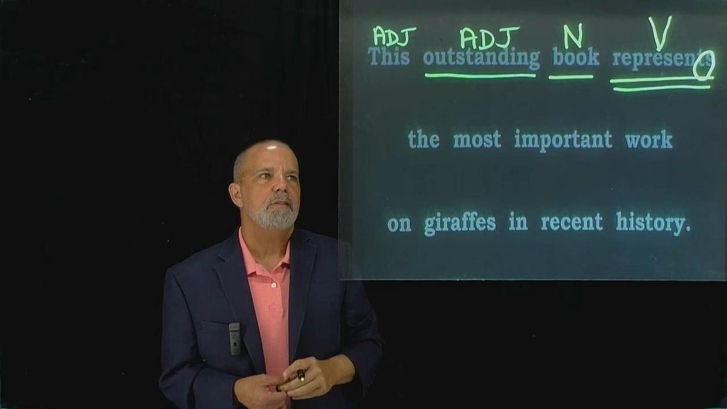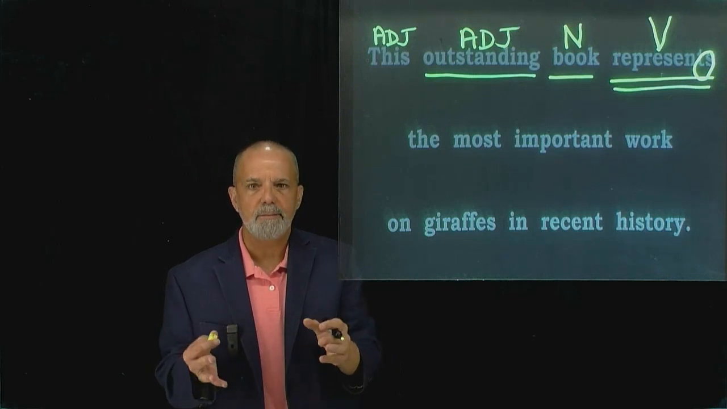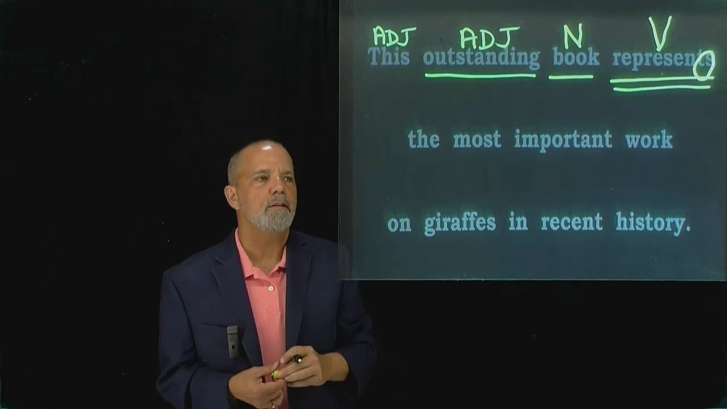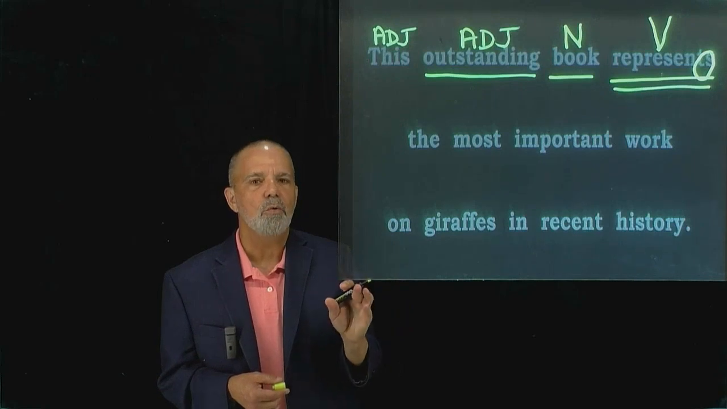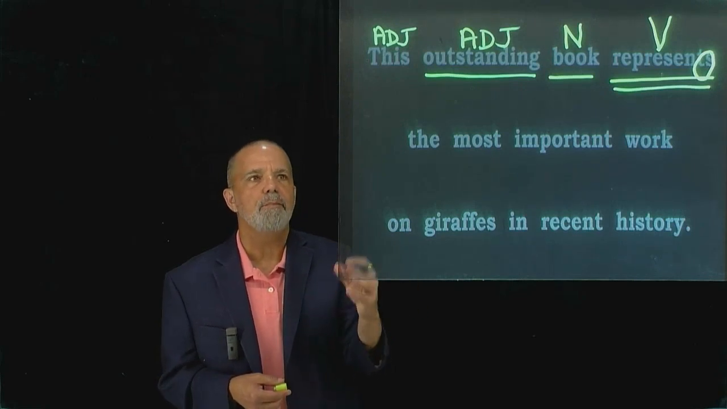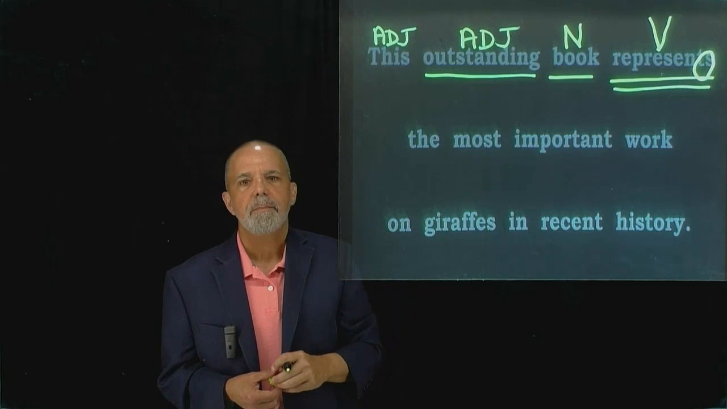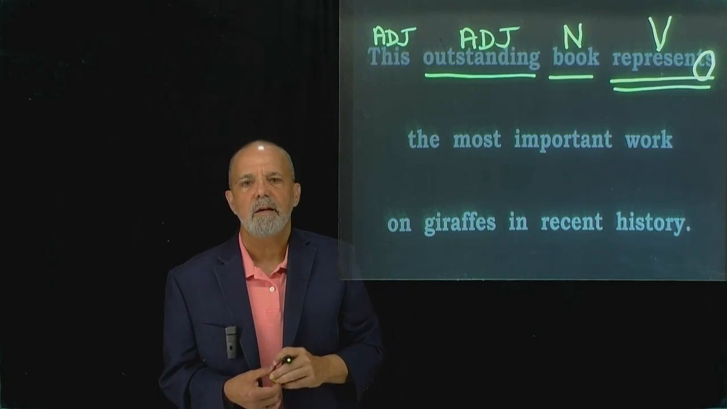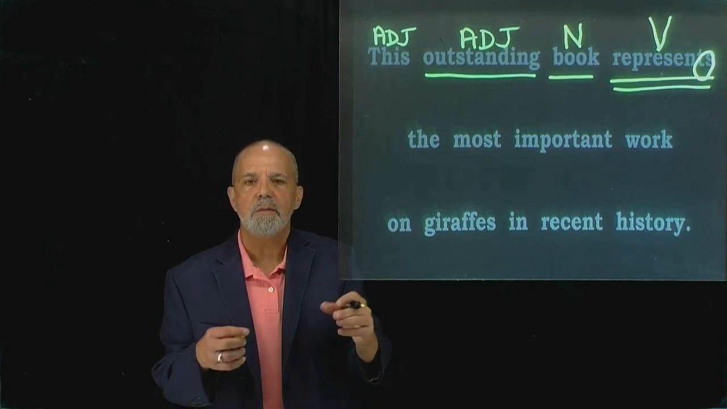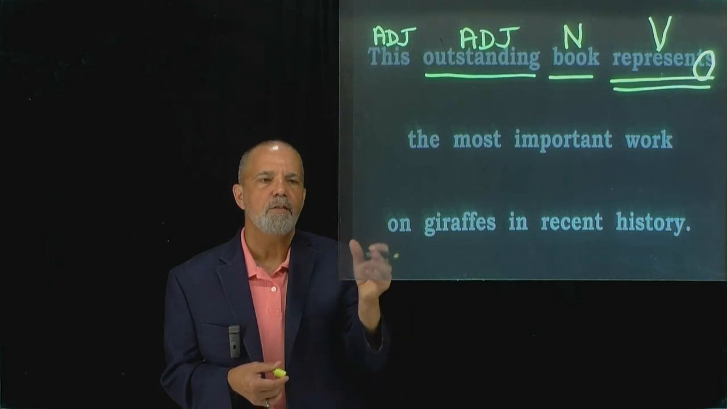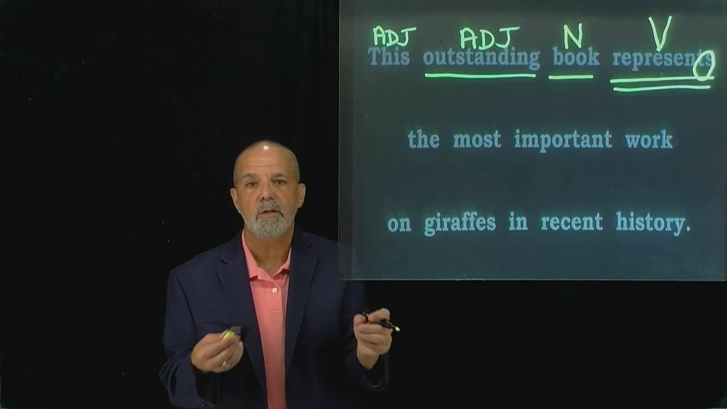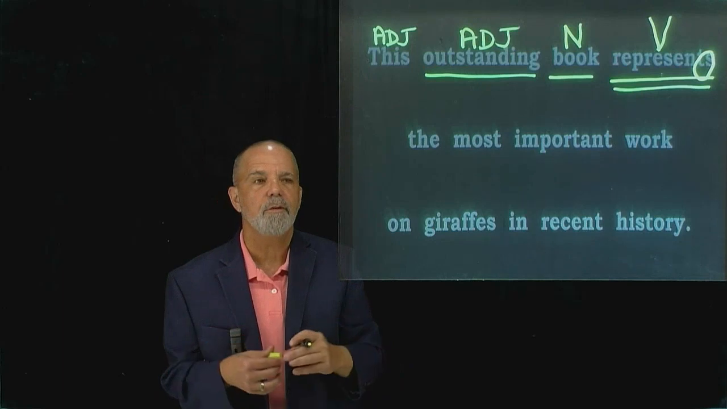And so this outstanding book, that's my whole subject, my complete subject, represents what? Represents the most important work on giraffes in recent history. And as you can see already, what I am not doing is trying to go left to right. We didn't start with the word this. It's almost impossible to tell the part of speech of a word, in other words, its function, until we see the words that are around it. So rather than starting with the first word, let's find the words that are the key words here, usually the subject and the verb, and work forward and backward from that.